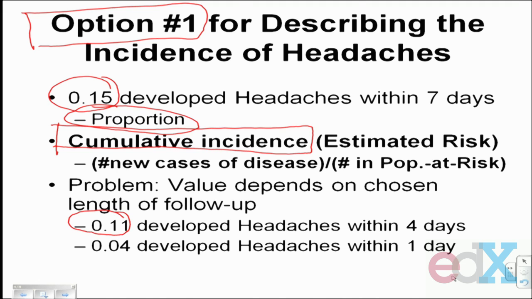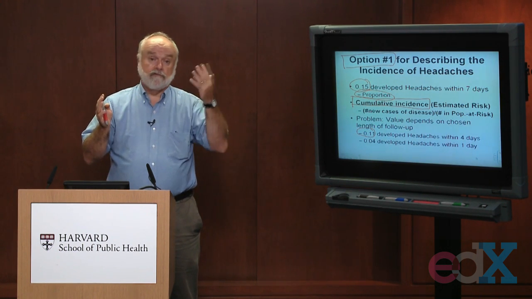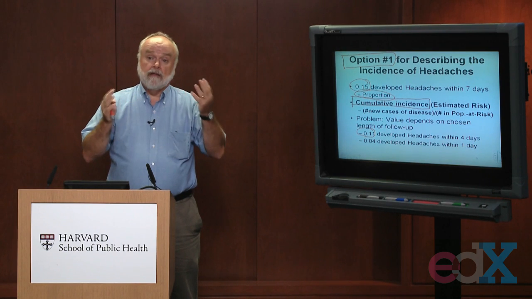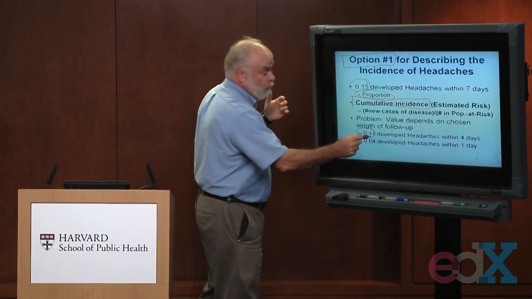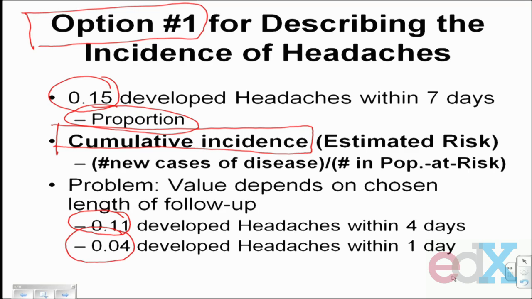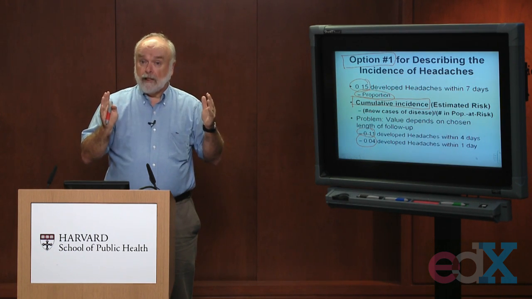If I was interested in a shorter time period, say within 1 day, or the first 4 people on that diagram developed headaches in the first day. So the cumulative incidence would be 4 cases divided by 100, or 4%. So the value for the cumulative incidence does depend on the length of follow-up.